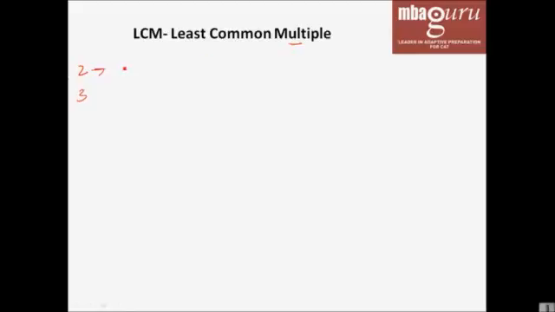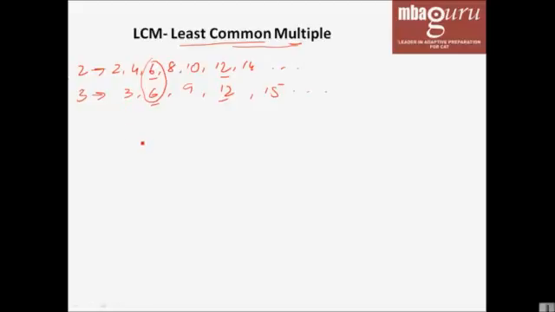So we'll start by finding the multiples of 2 and 3. For 2, the multiples are 2, 4, 6, 8, 10, 12, 14, and so on. For 3, the multiples are 3, 6, 9, 12, 15, and so on. Now let's look at common multiples of 2 and 3. You have 6, which is common. You have 12, which is common. Finally, we'll find the least of those common multiples, which is 6, which is the LCM of 2 and 3.